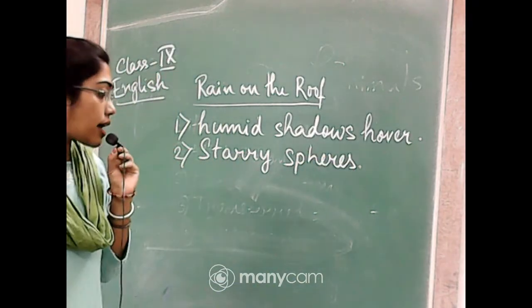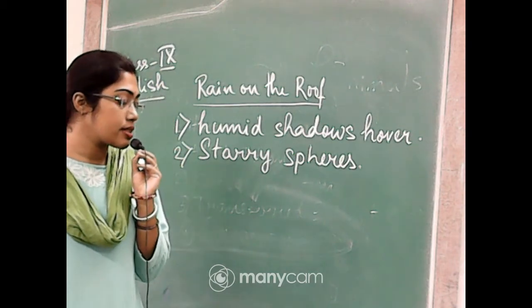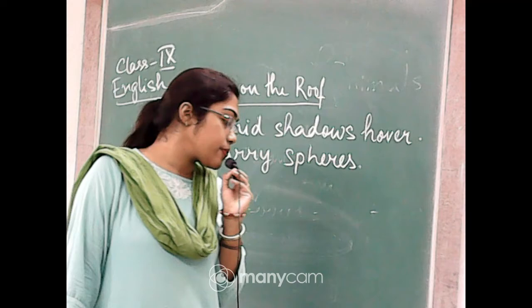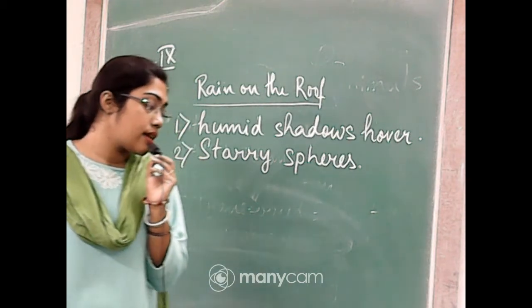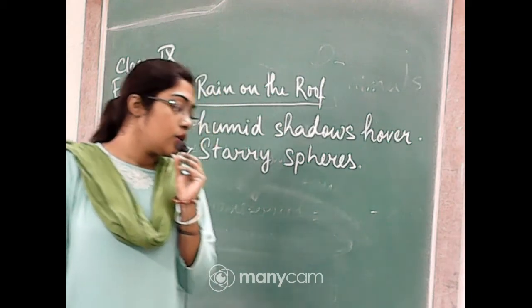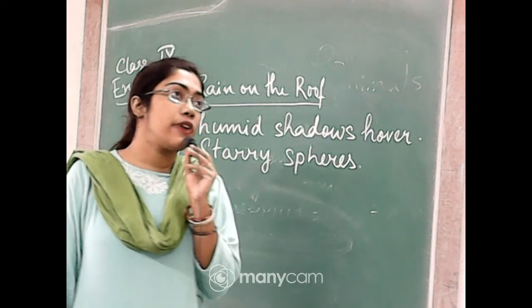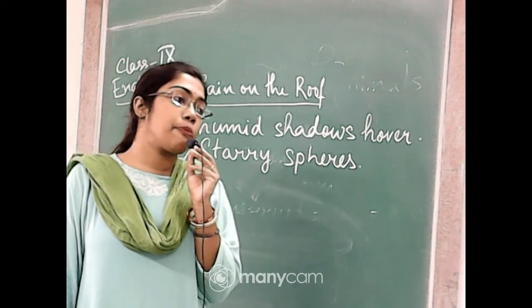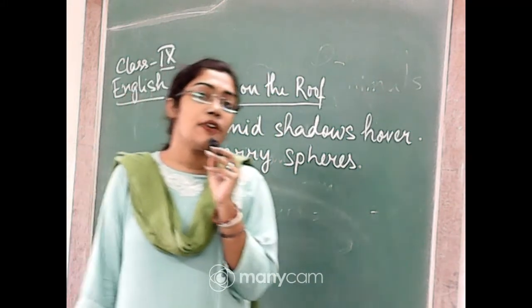Starry sphere. Number 2, starry sphere. These are referred to the different sides of the sky, which give it a spherical shape, filled with stars.